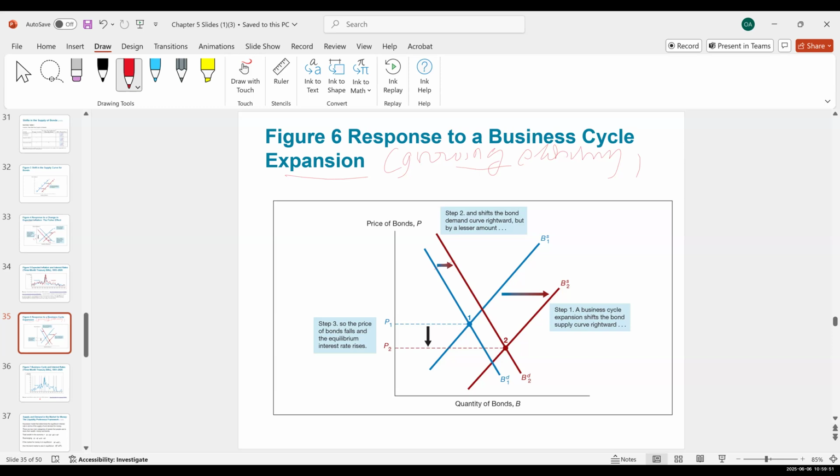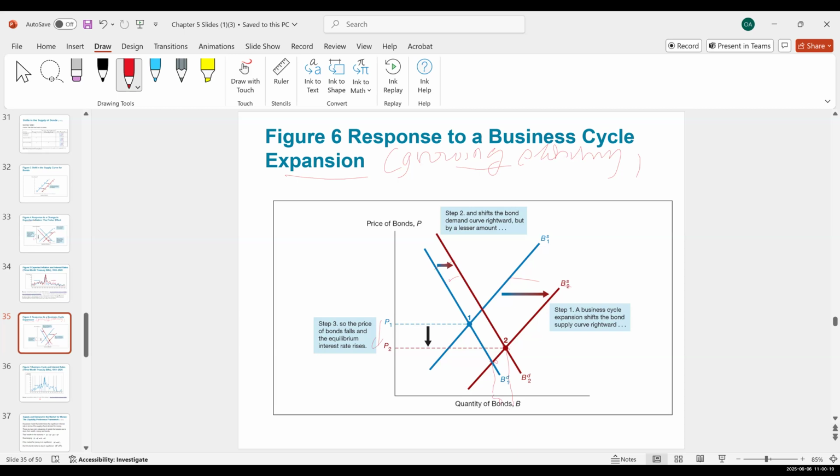But this is what we normally observe in the economy. Anytime the economy is growing, or expanding, the shift of the bond supply curve always outpaces the shift of the bond demand curve. So the new equilibrium is going to be at point 2. That's going to lead to a higher equilibrium quantity of bonds. If you locate the initial equilibrium, quantity is going to rise, equilibrium price falls, and interest rates are going to, what? Are going to rise.